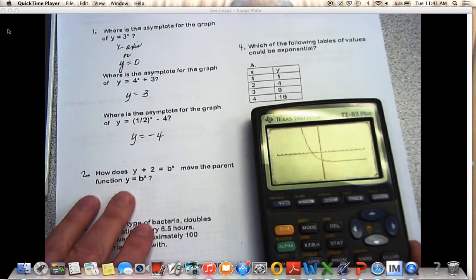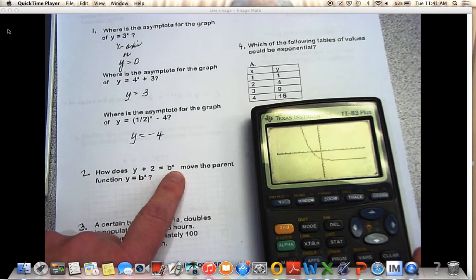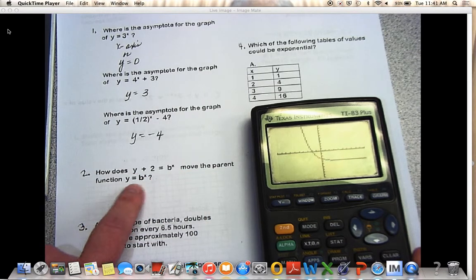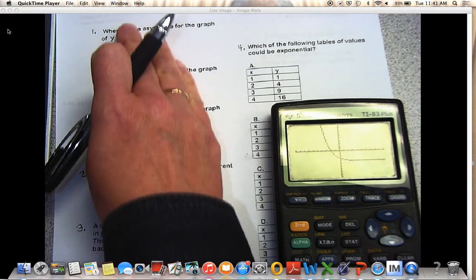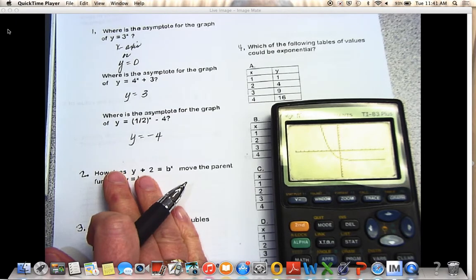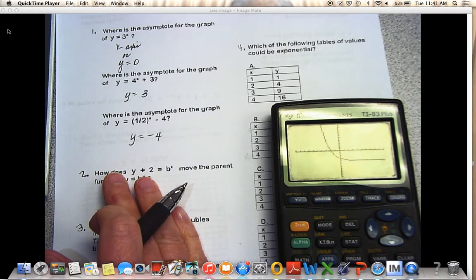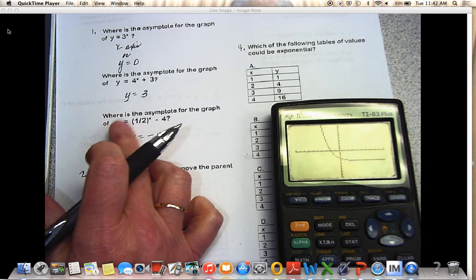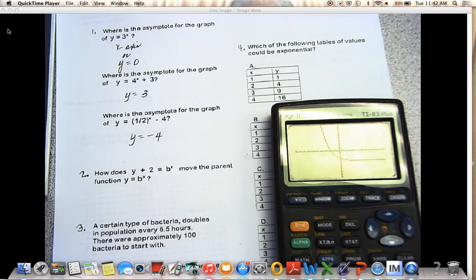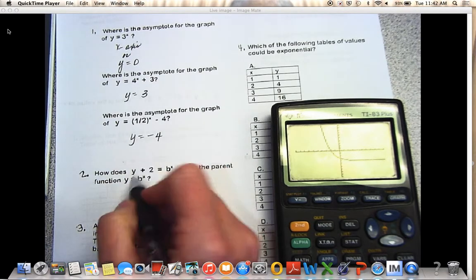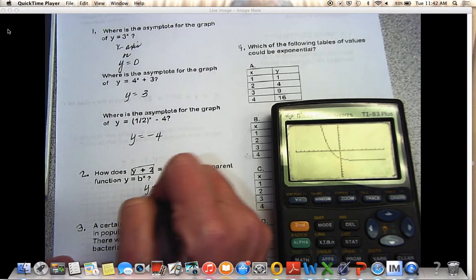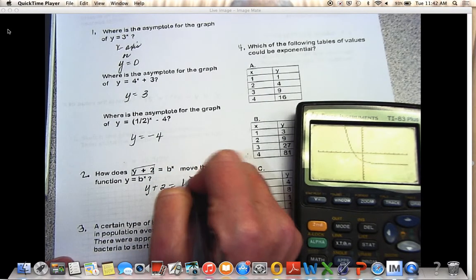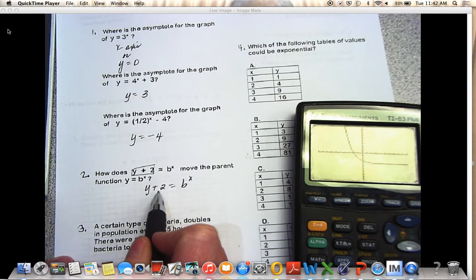It says, how does y plus 2 equals b to the x move the parent function y equals b to the x? Right. Here's what I need y'all to remember. All of the equations that were up here, even though they were asking about asymptotes, we noticed they were being moved. They're all y equals. Do not answer this question on your test until you have y by itself. So when I look at this, y plus 2 equals b to the x. How do I get y by itself? Minus 2.